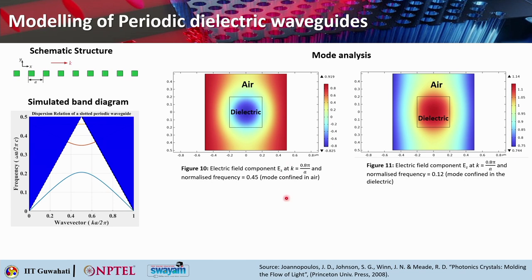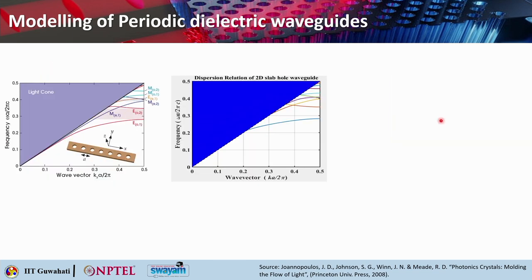So, what we understand from the mode analysis is that the modes corresponding to the region which lies above the light cone are radiating in nature. That is why the fields are mostly concentrated outside the dielectric structure, whereas for the guided modes in this dielectric structure, which fall below the light cone, you will see that the fields are mostly concentrated within the structure itself. So, this is also another modeling of the dielectric slab waveguide, and you can see that simulation can also reproduce this.